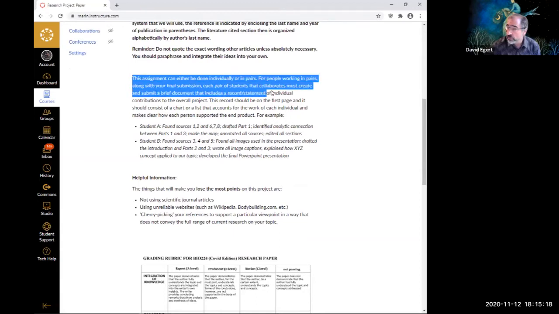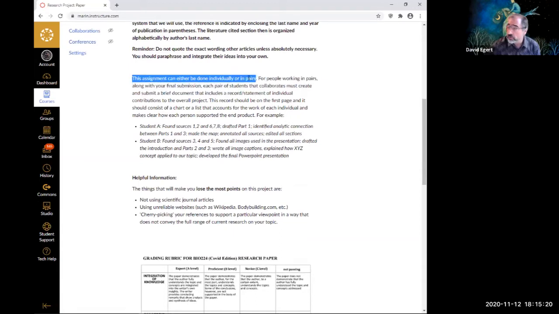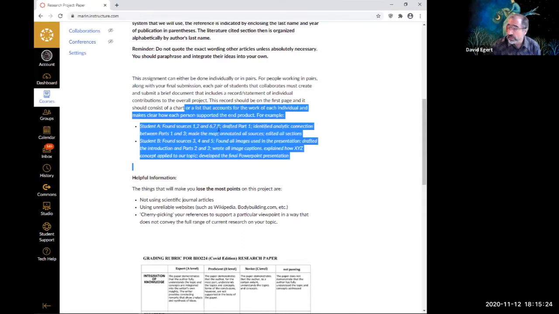I talked about most of you doing it individually. There's, I think, one pair. If you're in a pair, this is talking about the additional thing you need to do in terms of documenting who's doing what as part of the project. And things that you'll lose points for: if you're not using scientific articles or you use unreliable websites, or cherry picking references to support one viewpoint that's not looking at the whole range.